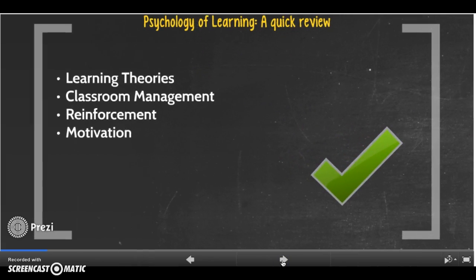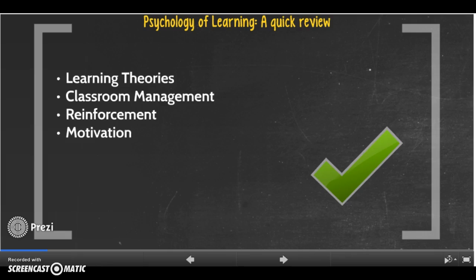So let's start with a quick review of psychology of learning. We've talked about the various learning theories, behaviorism, physical development, emotional development, sociocultural development, Kohlberg's moral development, and all those different things. We've talked about constructivism. We've talked about classroom management, which is tools that you use in your classroom to make sure everything runs smoothly. You want to have positive and negative reinforcement, sometimes punishment, but you want to be careful with that. And you also want to have something to reward your students.